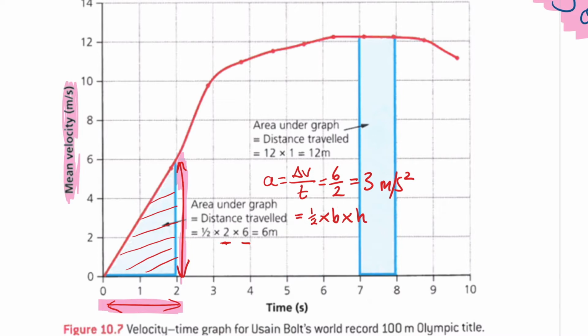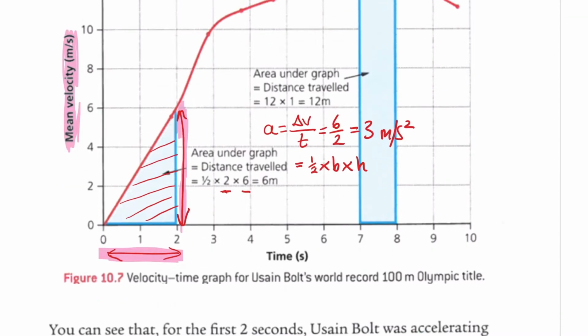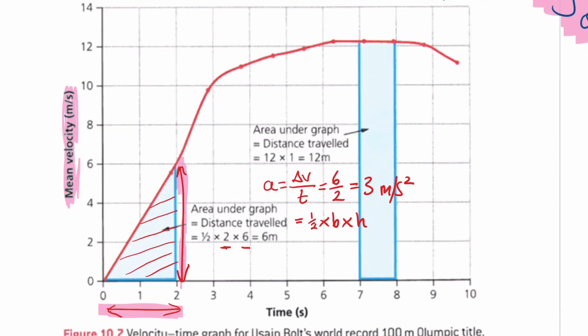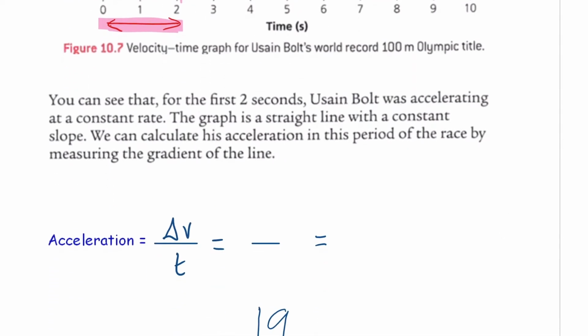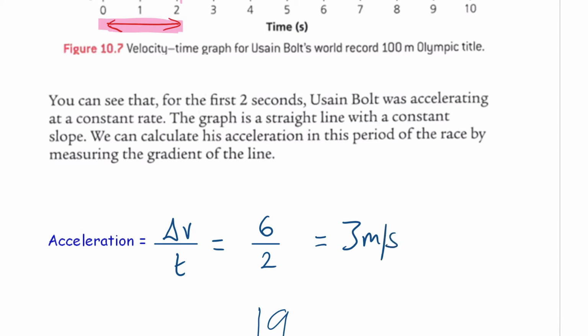Looking at the rest of the graph, you can use the same methods for calculating acceleration and distance travelled at different parts of the graph. So if you're asked what was the distance travelled between 7 and 8 seconds, you would calculate the area of that rectangle. We've already done this further up. It's asking to work out the acceleration for the first 2 seconds, and it's 6 divided by 2, 3 meters per second squared.